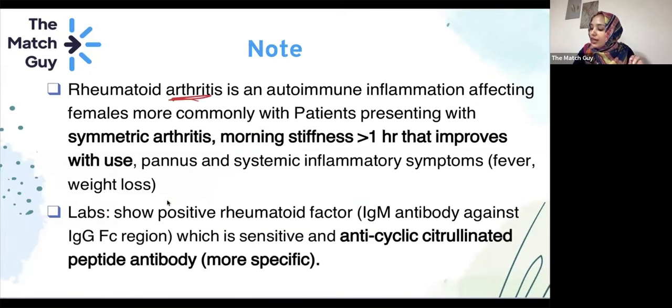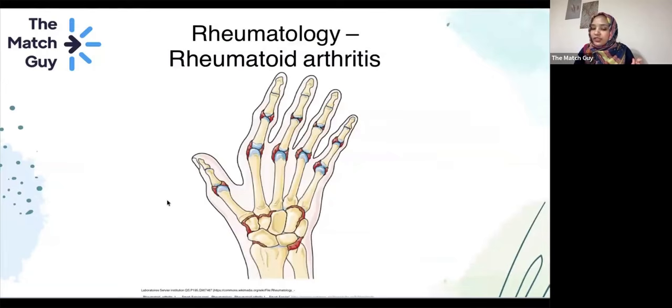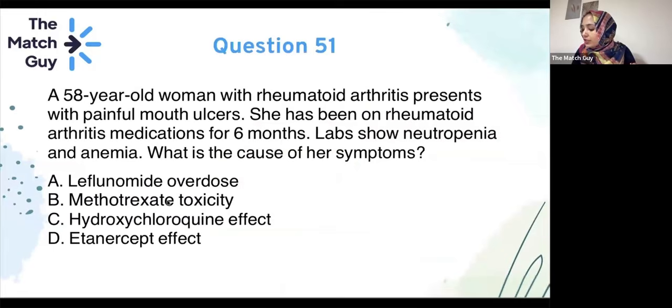Okay, like we said, rheumatoid arthritis: autoimmune inflammation, more common in females, symmetrical involvement, stiffness lasting more than an hour that improves with use. What are we going to see? We're going to see the pannus in the joint space. We're also going to see systemic inflammatory symptoms: fever, weight loss, cytopenias, all of those manifestations. Positive rheumatoid factor, which is an IgM against the Fc portion of the IgG, is sensitive, and the anti-cyclic citrullinated peptide is more specific. Okay, we talked about all of these. This is the ulnar deviation. That's just a picture of the ulnar deviation.